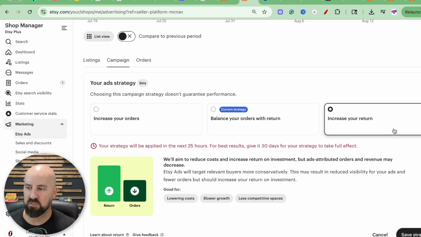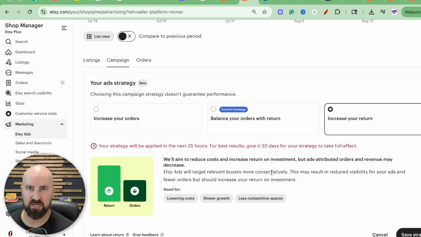And then the last one is increasing your return. Basically, your return on ad spend is going to be lower, meaning you're spending less money, but you're also going to be getting fewer orders. With this one, they're going to be a little bit more strategic with how much they spend. You're only going to be shown to the most relevant buyers, the people that have the highest opportunity of buying from you. But in return, you're going to get fewer orders, but you're also going to be spending less. So that's really it. Those are the three buckets.